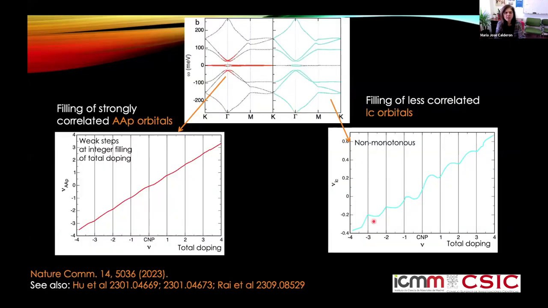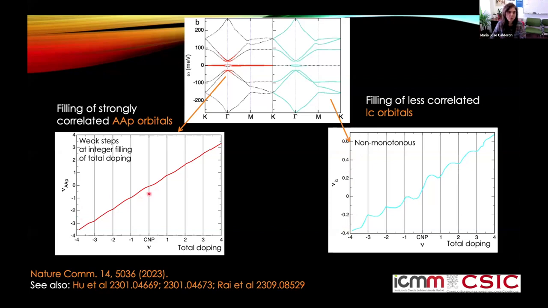We can understand a little how these things happen if we look at the filling of the two sets of orbitals. These AAP orbitals, which are the strongly correlated ones, and the less correlated ones, the ones that are dominating the remote bands. And we can see that most of the filling goes to the most correlated orbital. So the scale here in vertical goes from -4 to 4, while for the other orbitals the change in the filling is smaller as we dope. This scale is much smaller.